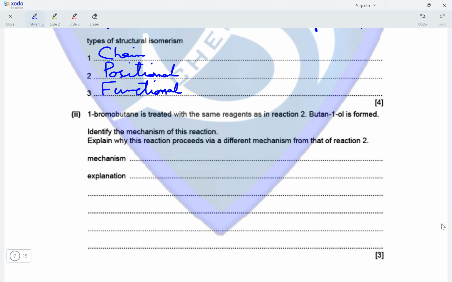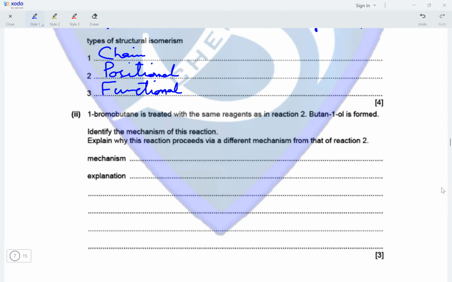Next, 1-bromobutane is treated with the same reagents as in reaction 2. Butan-1-ol is formed. Identify the mechanism of this reaction. Explain why this reaction proceeds via a different mechanism from that of reaction 2. So 1-bromobutane would contain a primary carbocation, so this is a primary halogenoalkane.